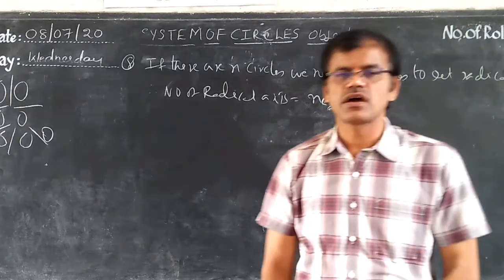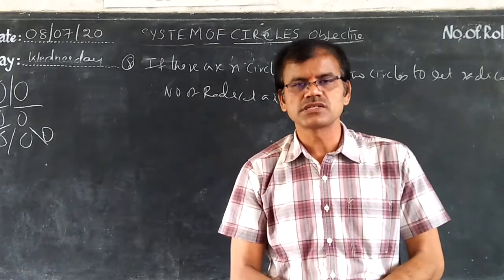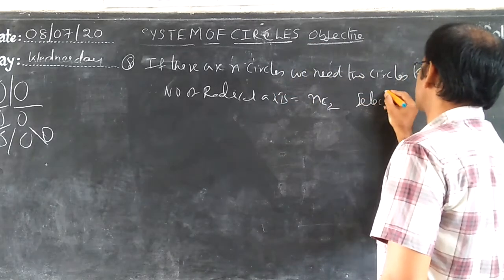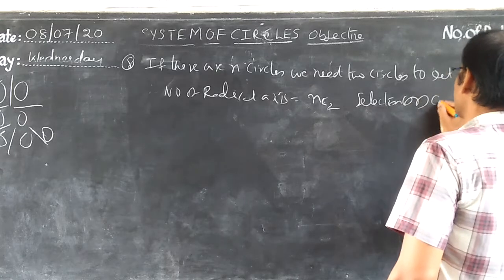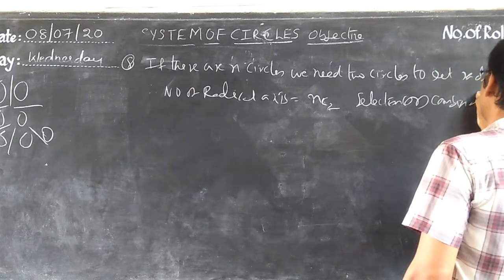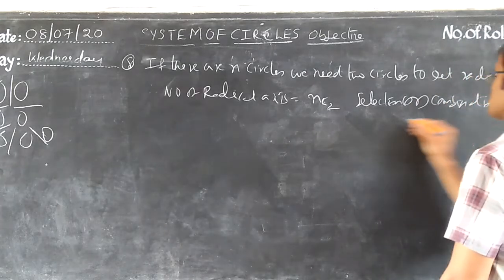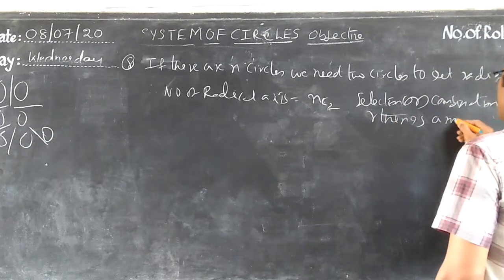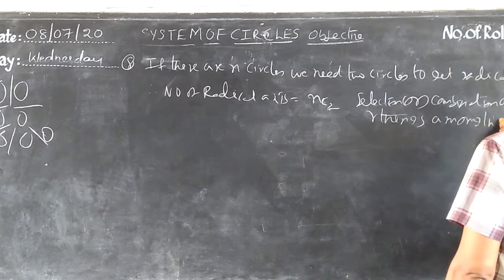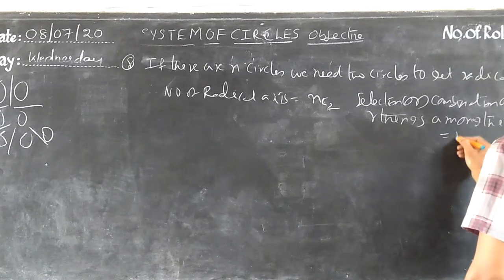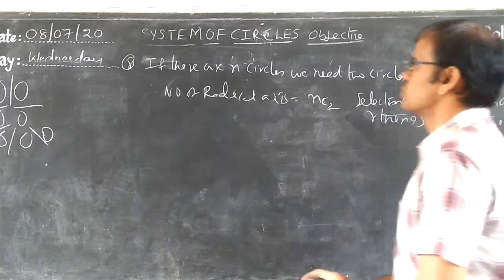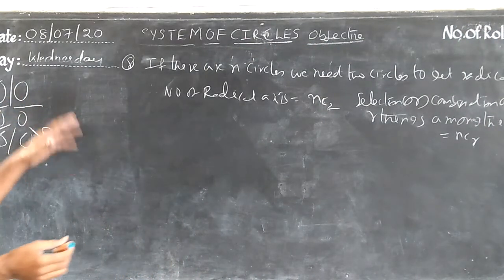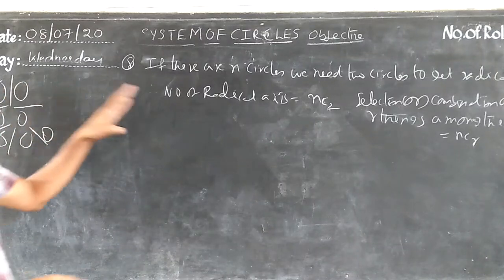If there are n circles, the formula to select r things from n things is nCr, selection or combination of r things among n things. So for a radical axis to exist, we need two circles. If there are n circles given, the formula is nC2.